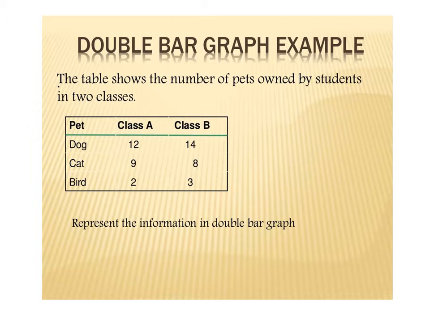In this topic, we will discuss the double bar graph. We are just taking an example for a double bar graph. The table shows the number of pets owned by students in two classes: dog, cat and bird. In class A, dog is 12 students, cat 9 and bird 2. And in class B, the number of students for dog is 14, cat 8 and bird is 3. Now we represent this information in a double bar graph.